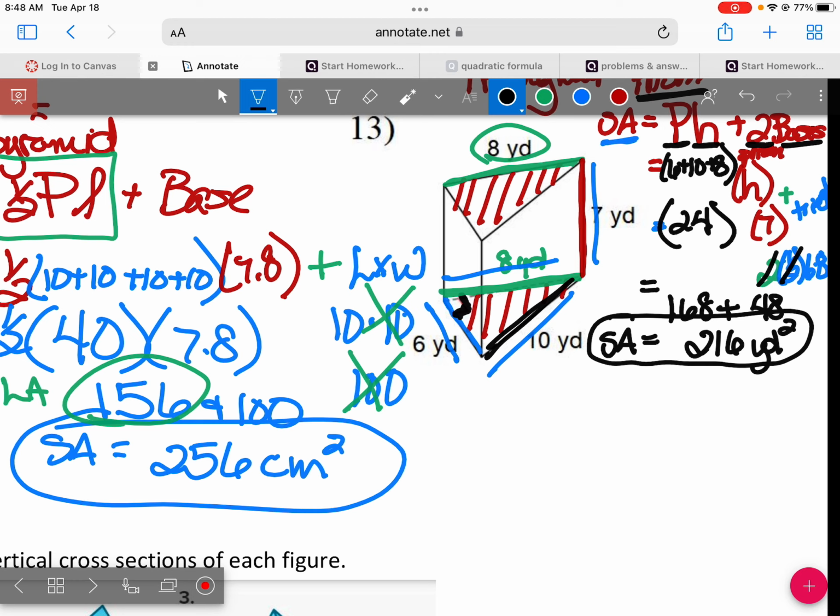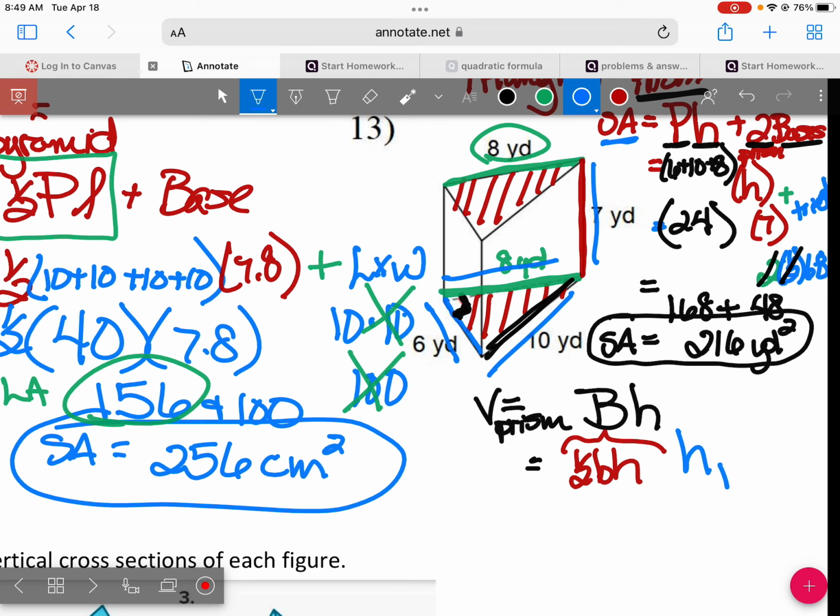All right. So now we need to find volume. This is a prism. So volume is area of the base times the height. So we were kind of doing part of a volume problem with 2 bases, but that is not correct. So the area of the base, since this is a triangular prism, that's where we have 1/2 times the base of the triangle times the height of the triangle times the height of the prism.